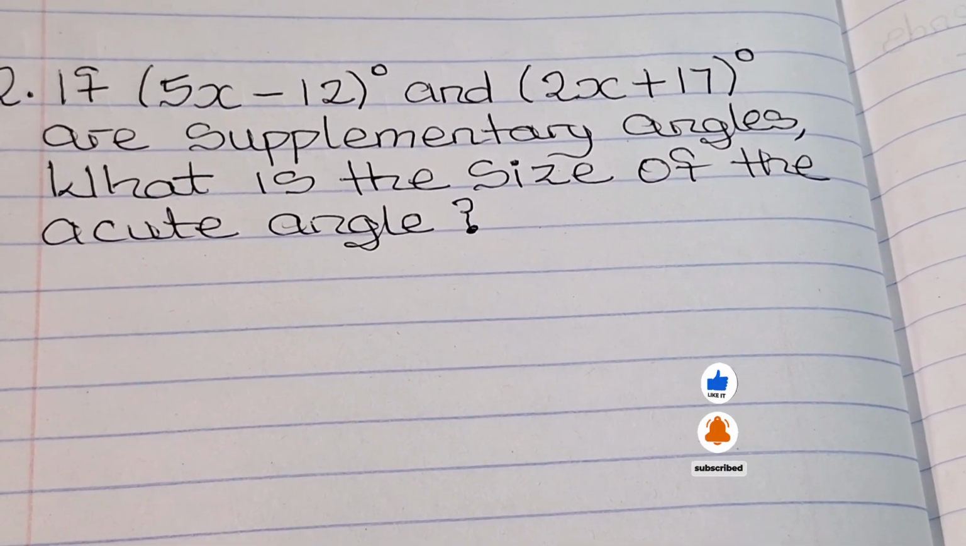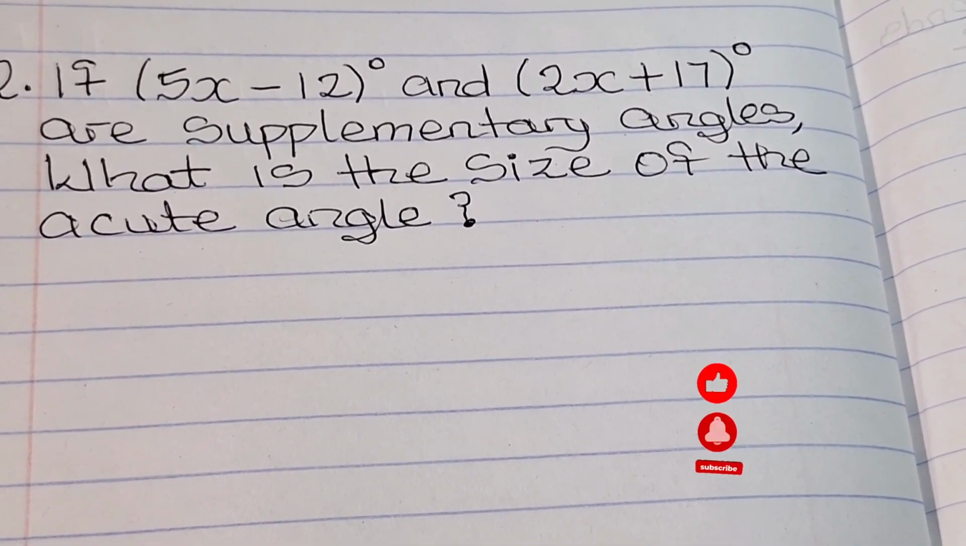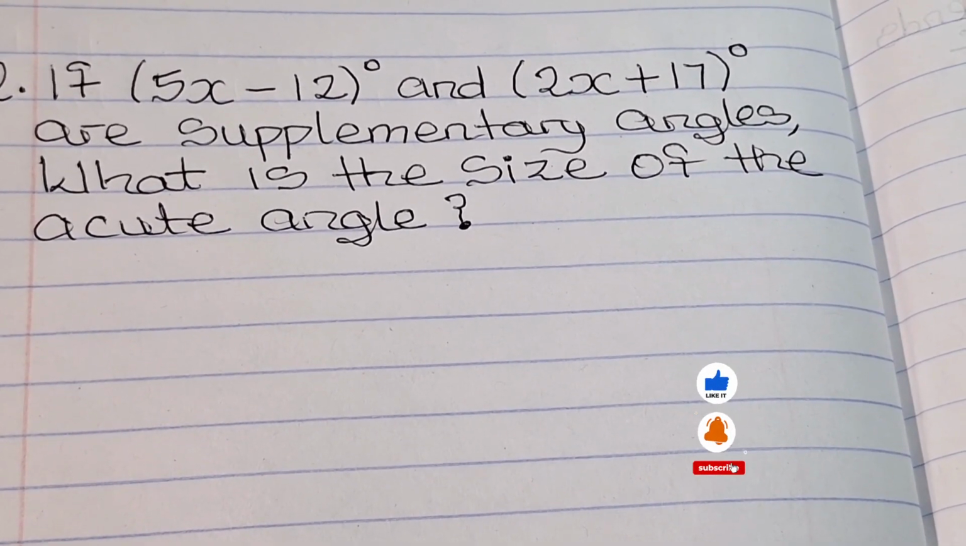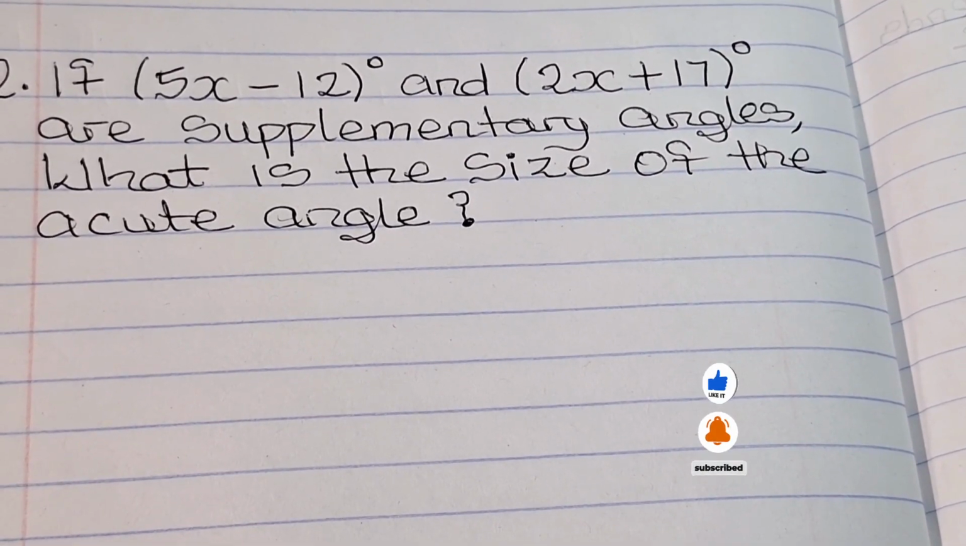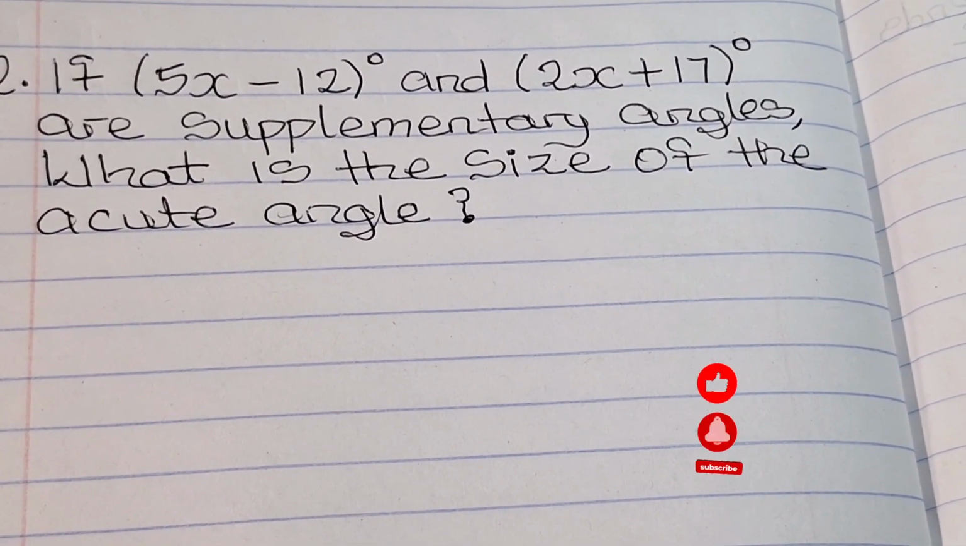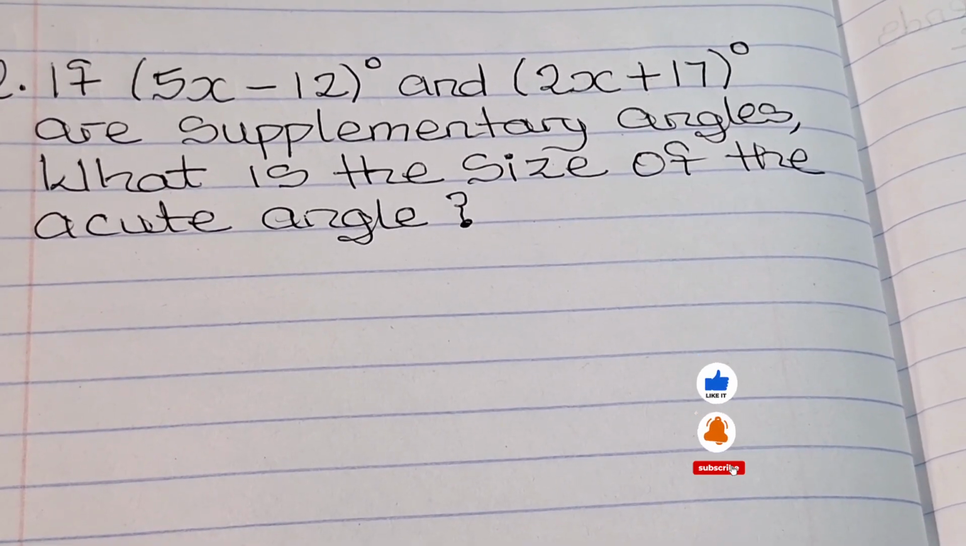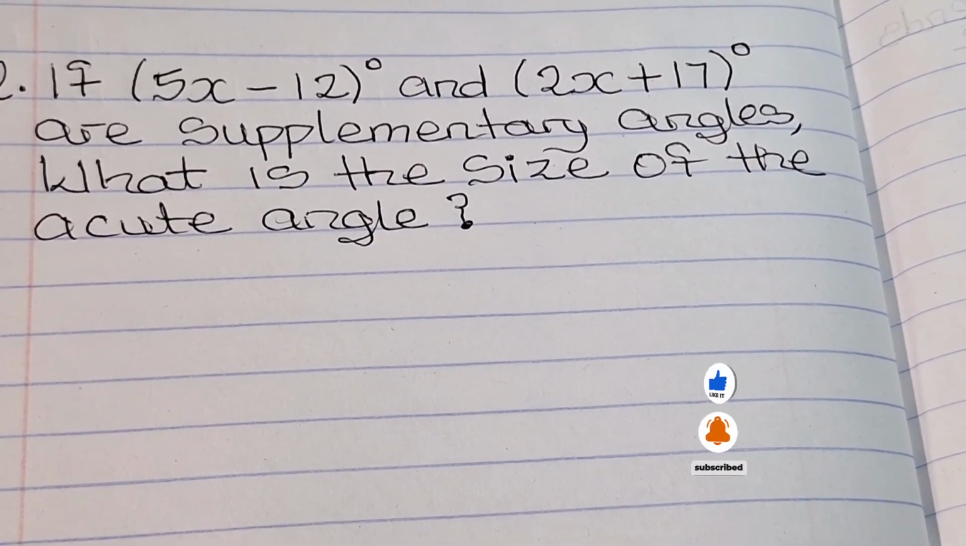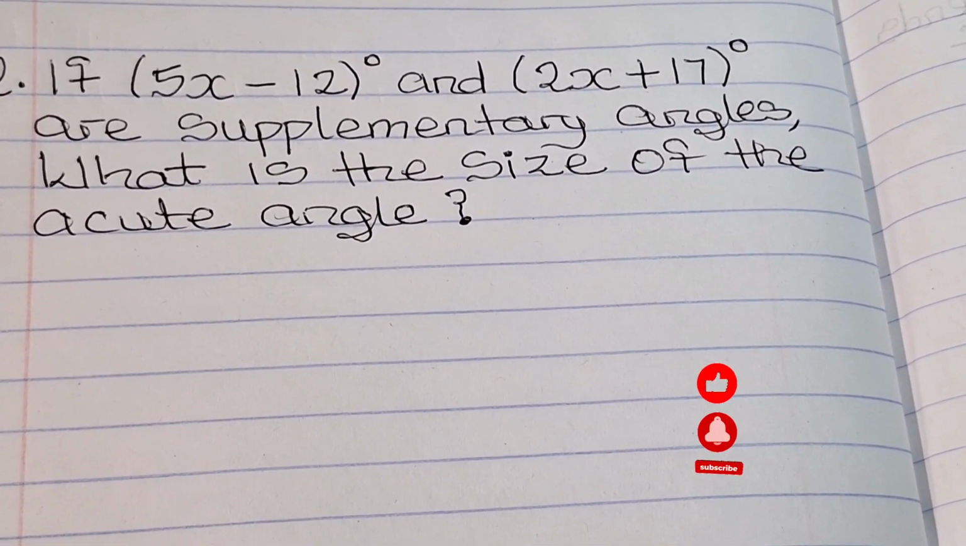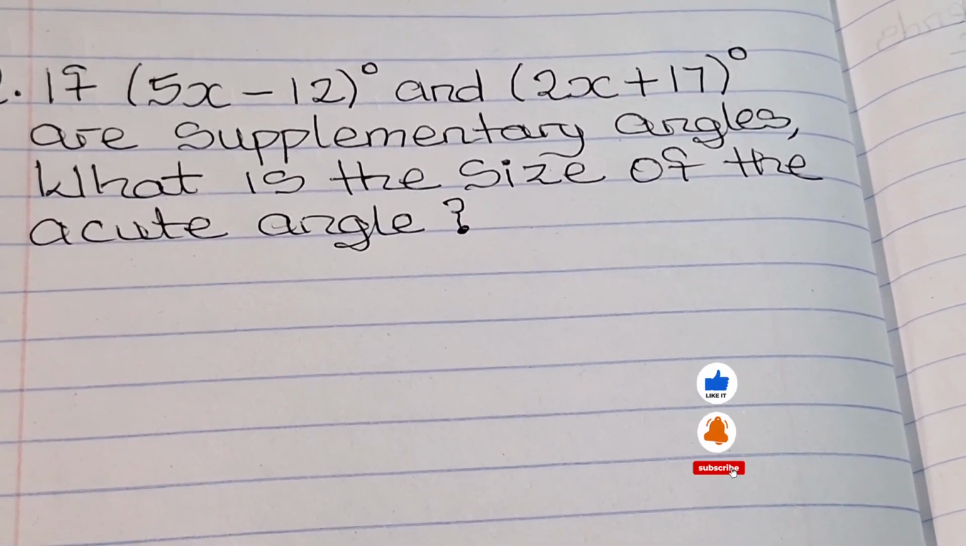Once you know your x, you can now substitute into the expressions to find each of the angles and check which one is acute. And what's the meaning of acute angle? Acute angle means an angle that is less than 90 degrees. So let's do this.